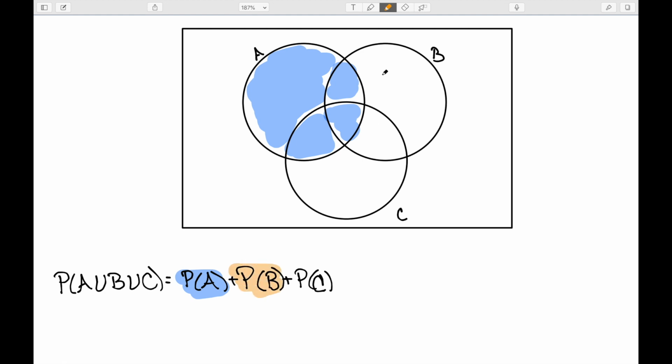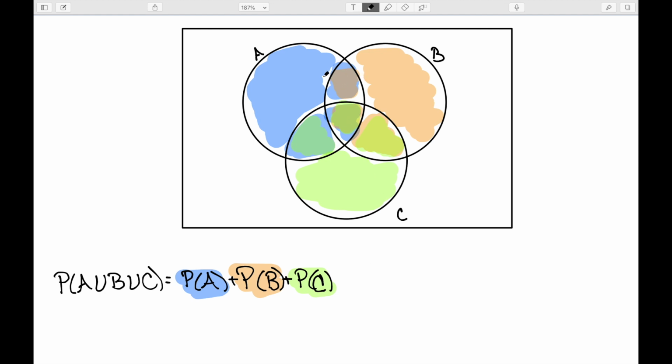For the probability of B, we have the circle that's just B, A and B, A, B, C, and B and C. And then for the probability of C, we have the part of the circle that's just C, the part that's B and C, the part that's A and C, and the part that's A, B, C.